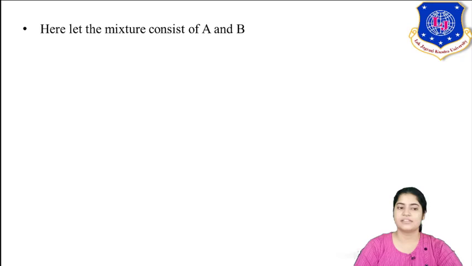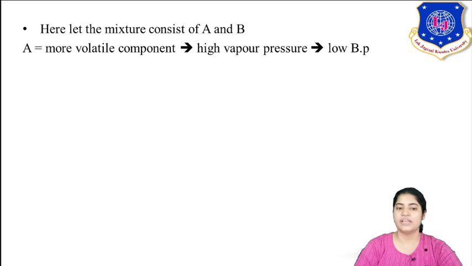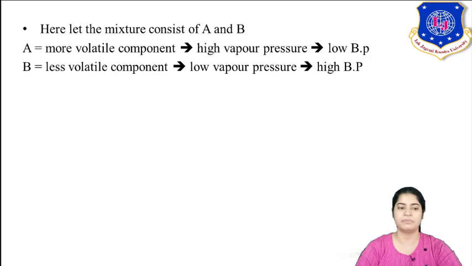So what next? Let's say the mixture was A and B. A is the more volatile component, which means it has high vapor pressure and low boiling point. Learn this now: more volatile means low boiling point and high vapor pressure.